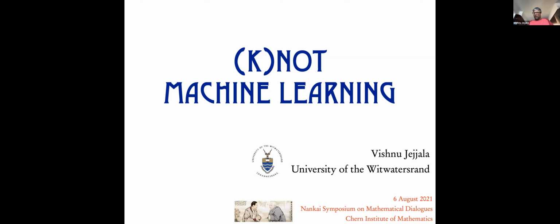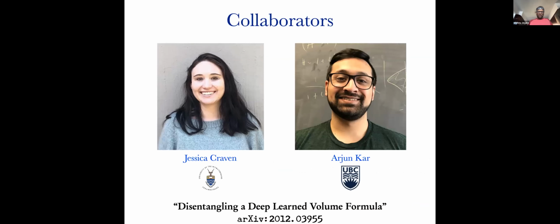I've tried to make this talk accessible to our broad audience, so indeed we can have a mathematical dialogue. So please do stop me if you have questions during the talk. I mainly discuss work that I've done with my student Jessica Craven and postdoc Arjun Kaur at UBC. The paper appeared at the end of last year, but towards the end of the talk, I'll tell you about some of the stuff we're thinking about.